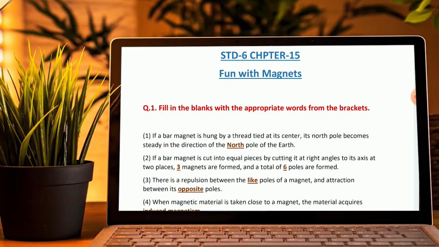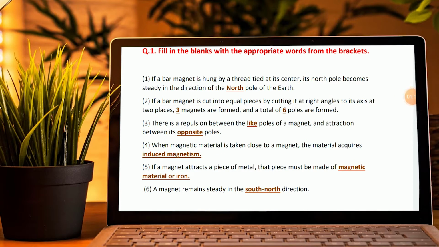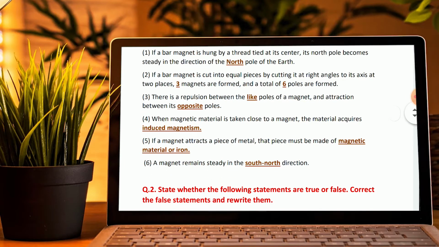3. There is repulsion between like poles of magnets and attraction between opposite poles. 4. When a magnetic material is taken close to a magnet, the material acquires induced magnetism. 5. If a magnet attracts a piece of metal, that piece must be made of magnetic material or iron. 6. A magnet remains steady in the north-south direction.